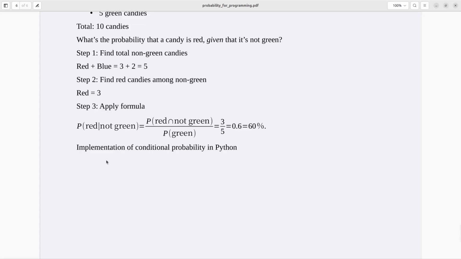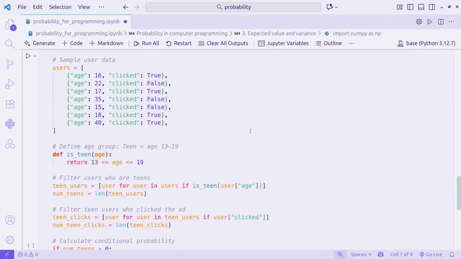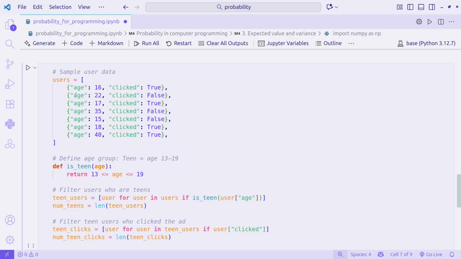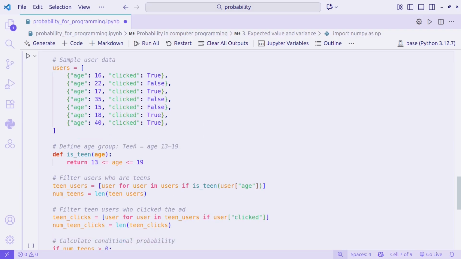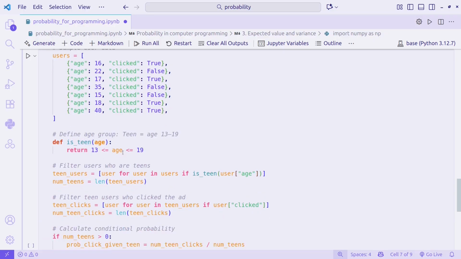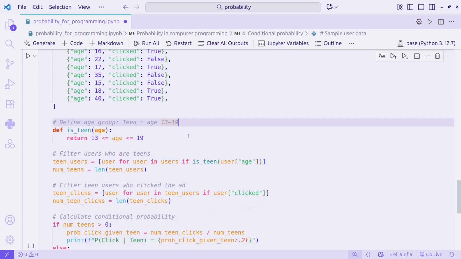So let us go to the implementation of conditional probability in Python. So this is a simple example here. We have some users and they have their ages and whether or not they have already clicked on a web page. So we need to find out the teenagers first. So we can check the age of the users to see how many teenagers there are. The teenagers would be defined as the people of age between 13 and 19 inclusively.